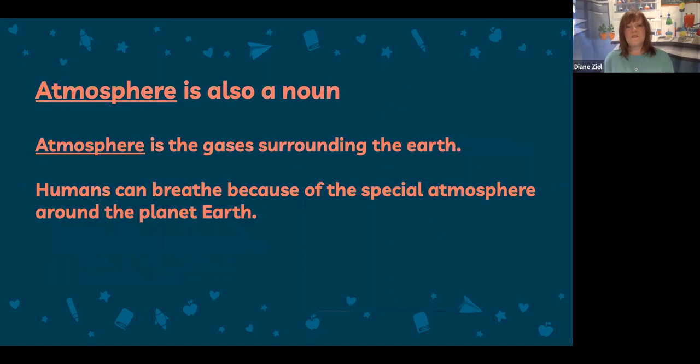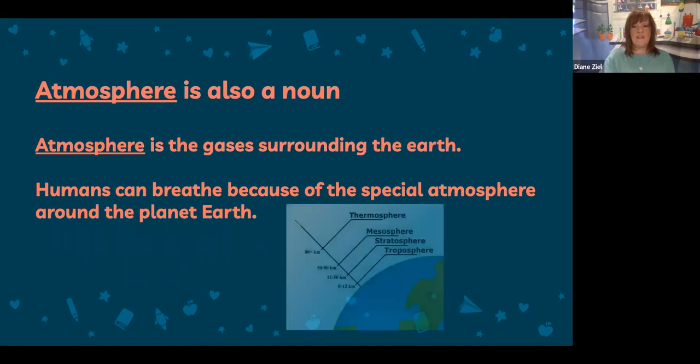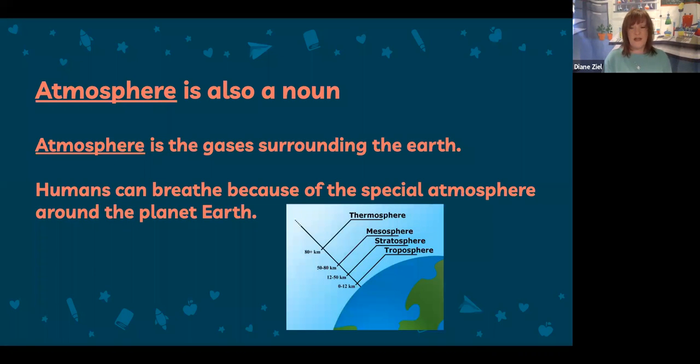Atmosphere. Atmosphere is also a noun. Atmosphere is the gases surrounding the earth. Humans can breathe because of the special atmosphere around the planet Earth. This is an example of the different layers of the atmosphere that surrounds our planet.